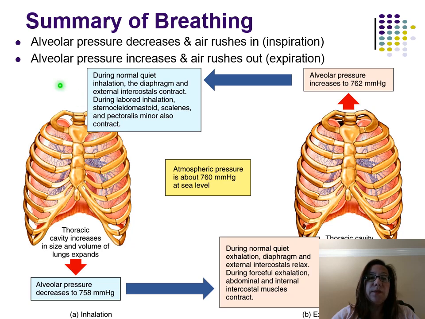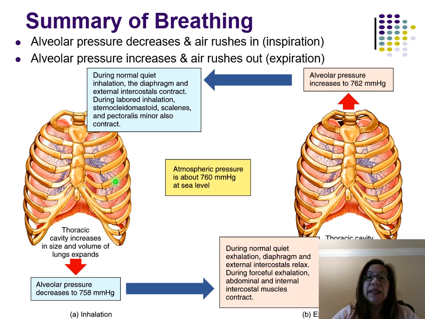Another pressure is going to be the pressure outside of the body. That is called atmospheric pressure. And atmospheric pressure at sea level is 760 millimeters of mercury. Intrapulmonary or alveolar pressure at rest is going to be equal to atmospheric pressure. So that's going to be when there is no exchange of air between the atmosphere and the lungs.